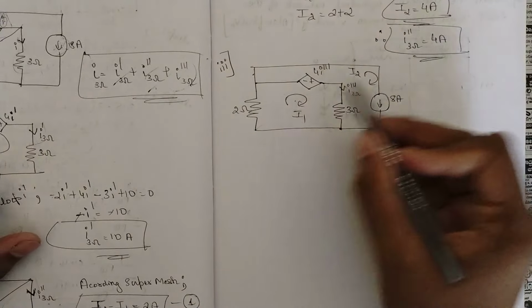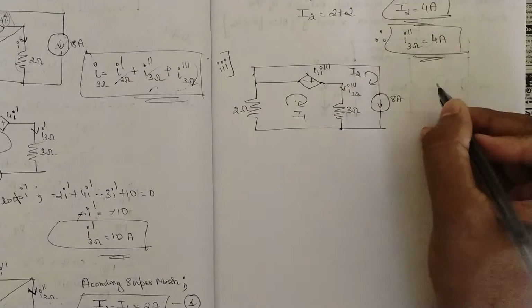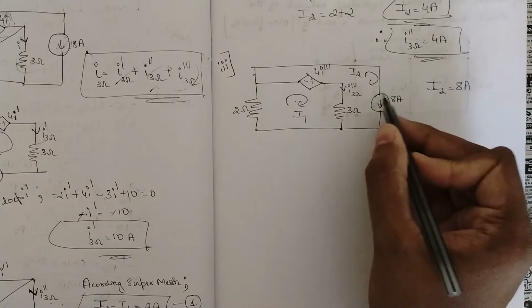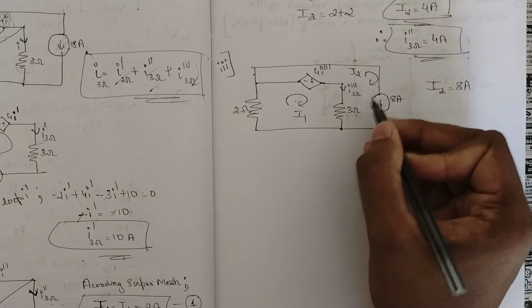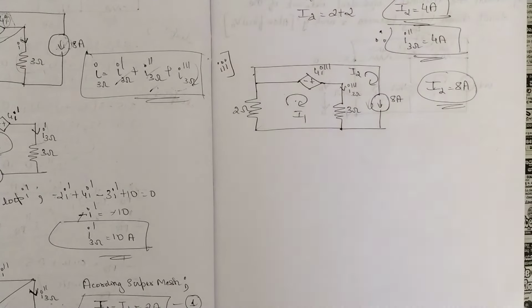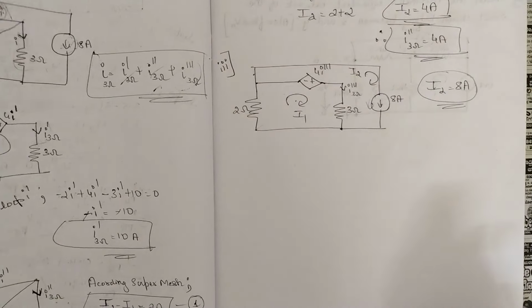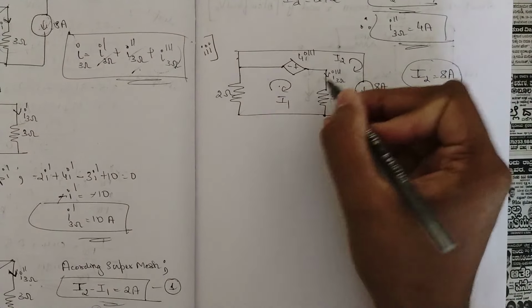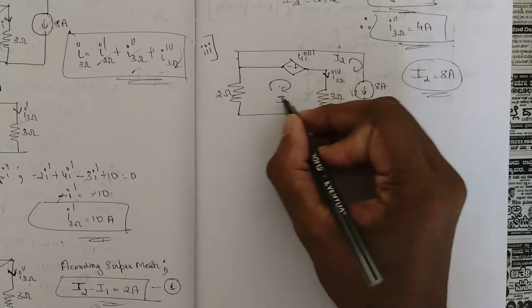Now after that, we can see that we have two loops here, and one thing we can conclude, that is I2 is equal to 8 ampere, because in this loop one current source is already there and it has the same direction as the loop. So that's why this is a positive current. We can conclude that I2 is equal to 8 ampere. Our goal here is to find the value of I1, because this current I triple dash lies in this loop I1.